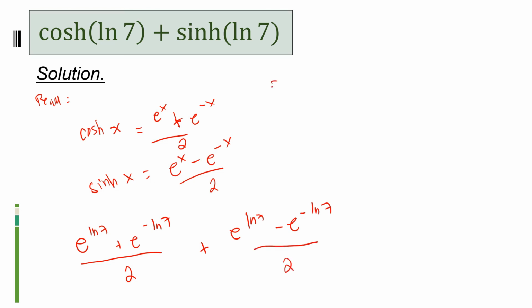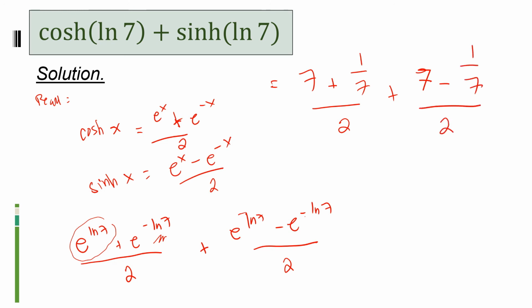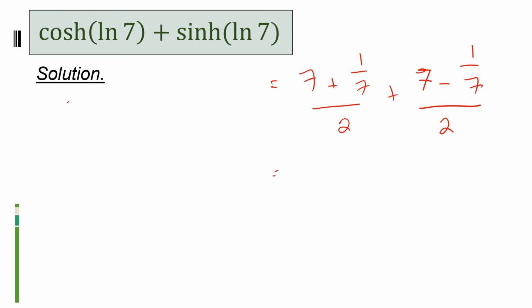So that is now equal to, we know this part is just equal to 7, plus, so we have a negative here, so we have 1 over 7, divided by 2, plus 7 again, minus, this is negative, so 1 over 7 divided by 2. Simplifying that, we have 49 plus 1 over 7 divided by 2 plus 49 minus 1 over 7 divided by 2.